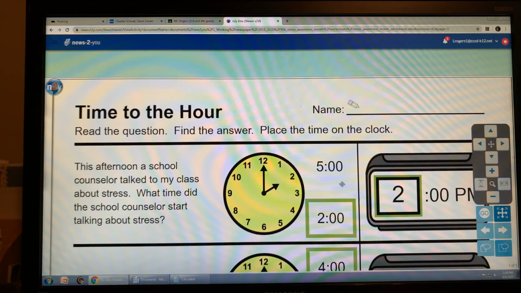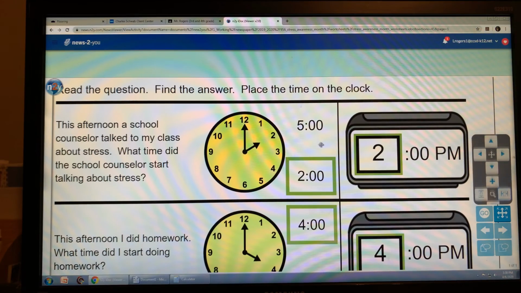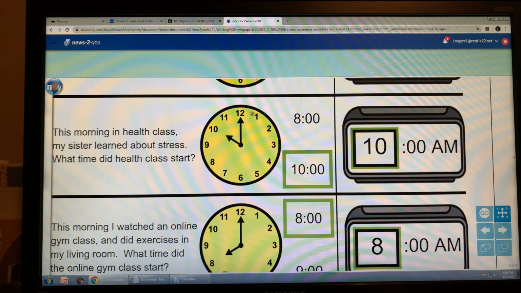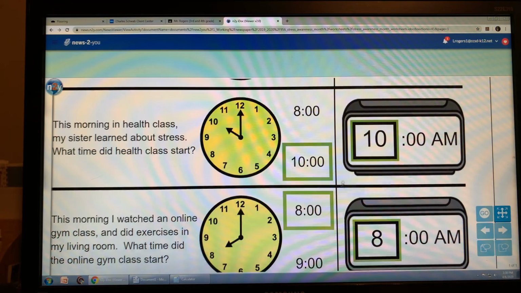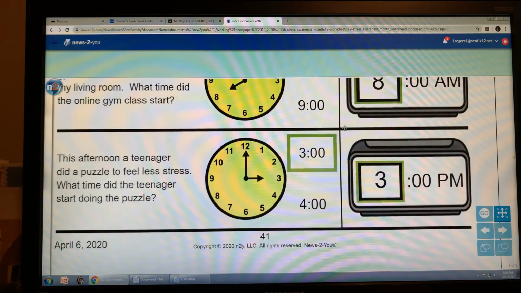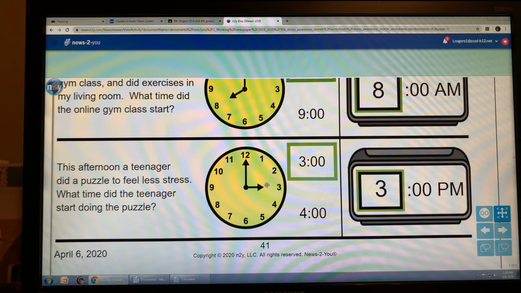Then we'll just go over our choices. Zoom in real quick and see if everything matches. This is 2 o'clock. And they match. Good job. This one's 4 o'clock. And they match. This one is 10 o'clock. And they all match. This one is 8 o'clock. And they all match. And our last one is 3 o'clock. And they match.